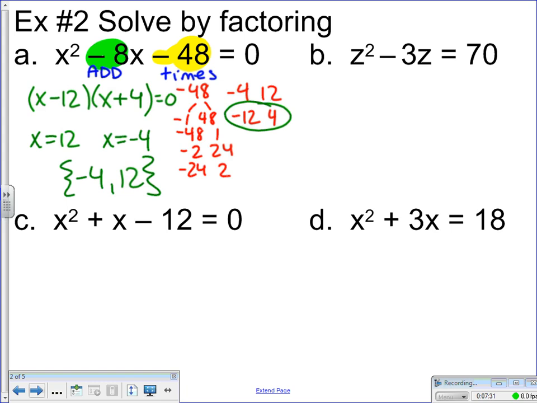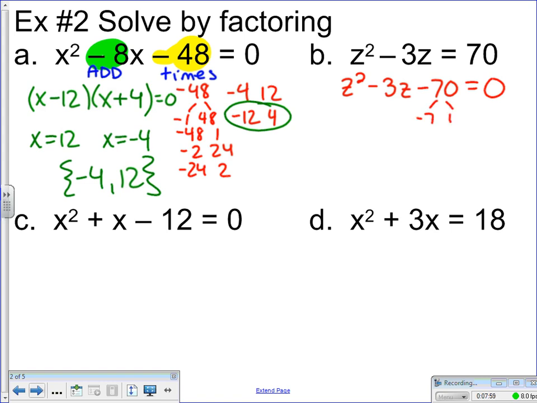And for B, remember, you can't start a problem unless it's equal to 0. So that 70 has got to be moved over, and when you do, it becomes negative 70. So now you need to figure out what two numbers multiply to give you negative 70 and add up to negative 3.